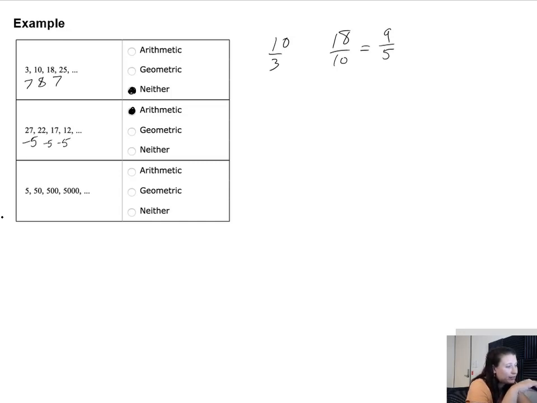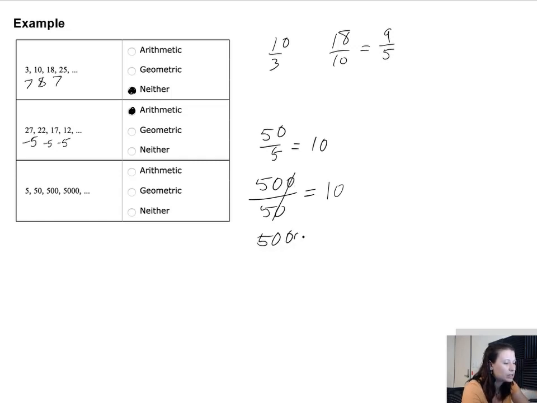5 to 50, then 50 to 500, and 500 to 5,000, definitely not. Kind of looks like it might be geometric though, right? So 50 divided by 5 is 10. 500 divided by 50 is, well, 0 cancels, 5 cancels, 10. Check it one more time. 5,000 divided by 500. 2 zeros cancel, cancel the 5, we get 10. So, a common ratio of 10. So it is geometric. All right, so that's how we want to look at those.